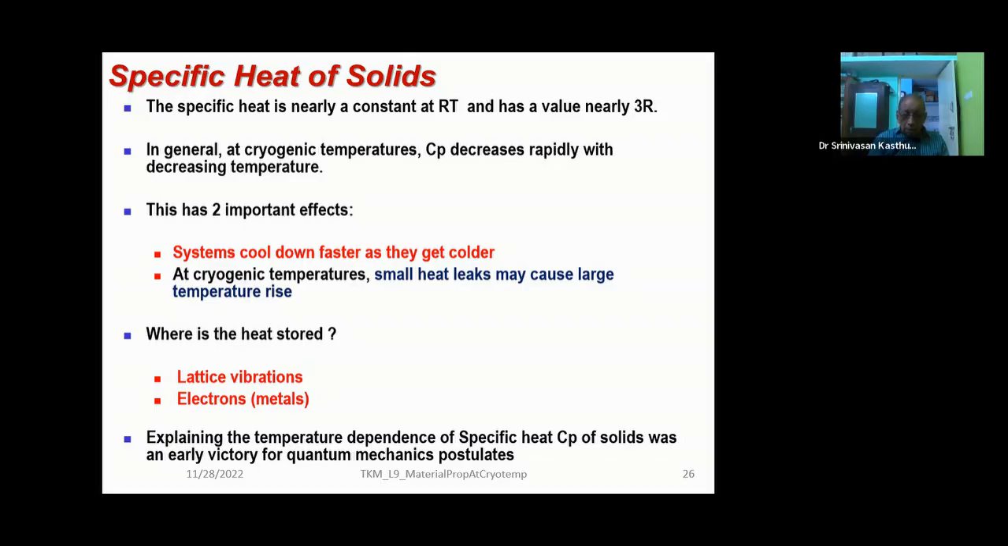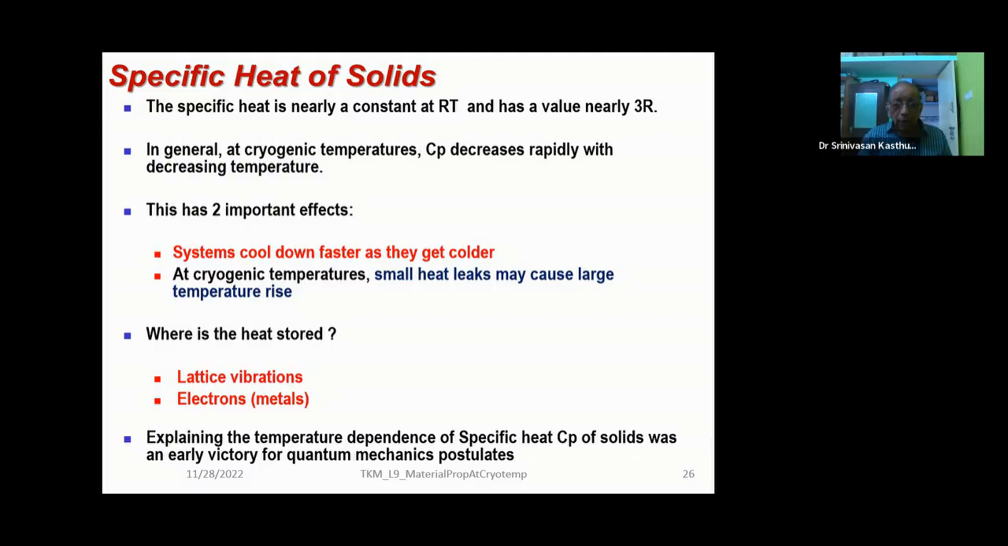On the other hand, it also happens the other way. Because specific heat is small, the heat content of the material is small. So a small quantity of heat that is added will suddenly raise the temperature of your sample. That is, a high temperature rise will be there.